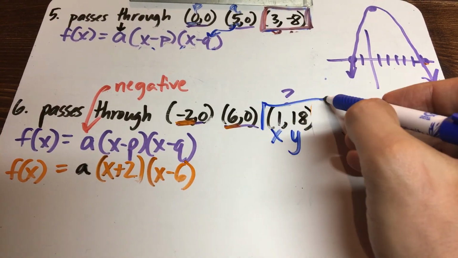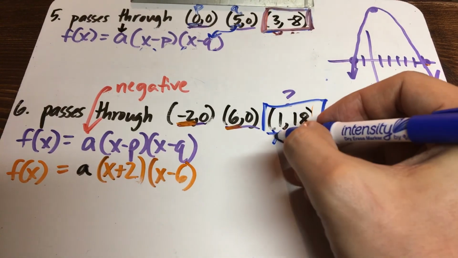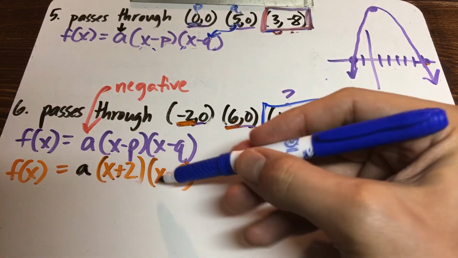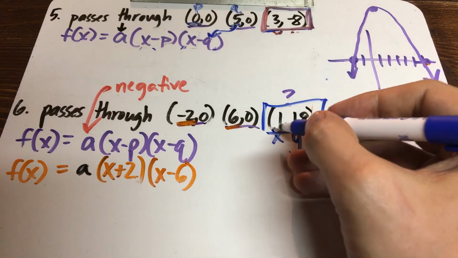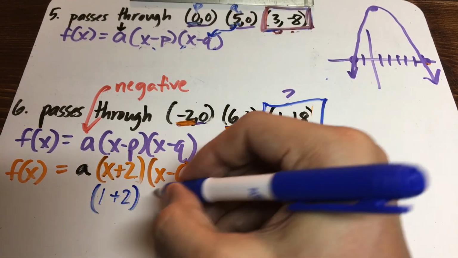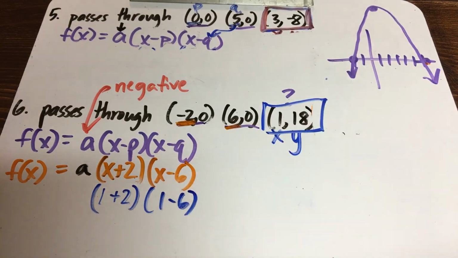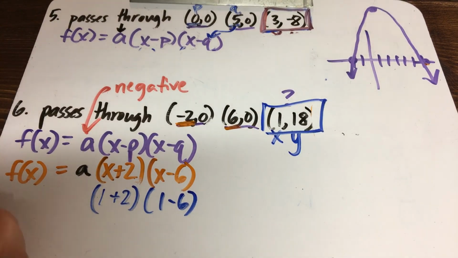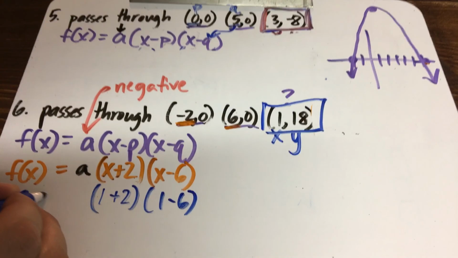This point is not on the x-axis. We're going to take the x and the y, and we're going to plug it in for the x and the f of x, right? 1 is going to go in the spot of the x, so I'm going to put it right here. Anywhere I see an x, I'm going to put a 1. The 18 is going to go in the spot of the f of x. F of x is the same thing as a y.